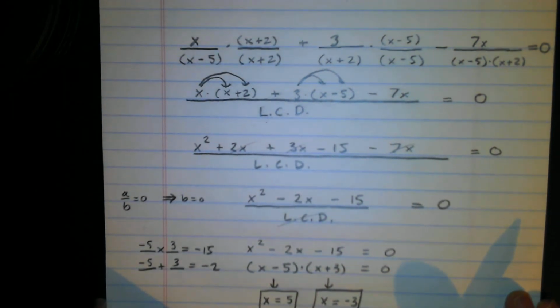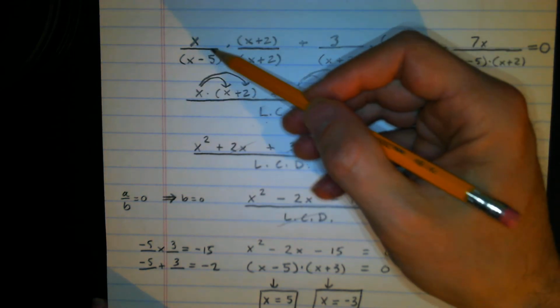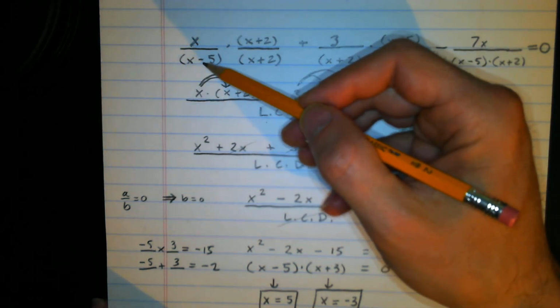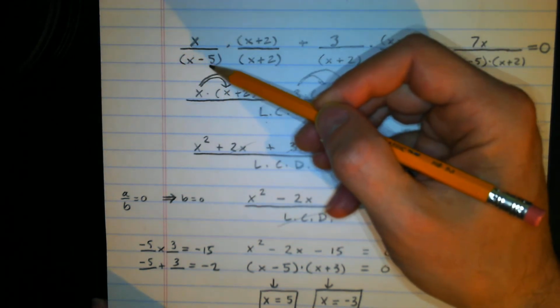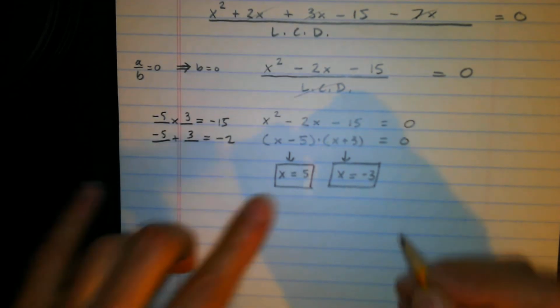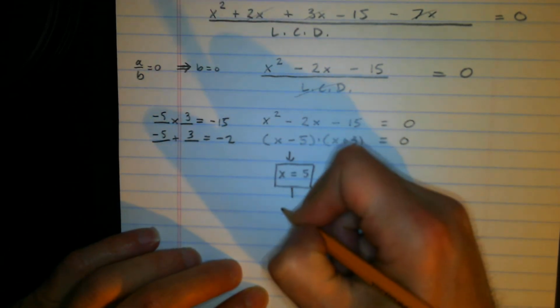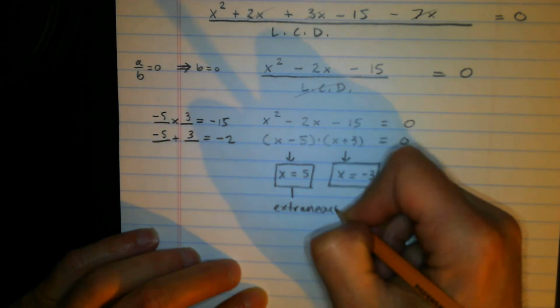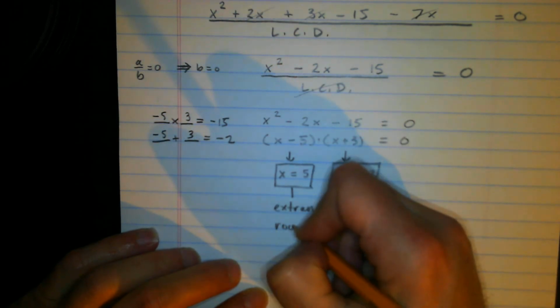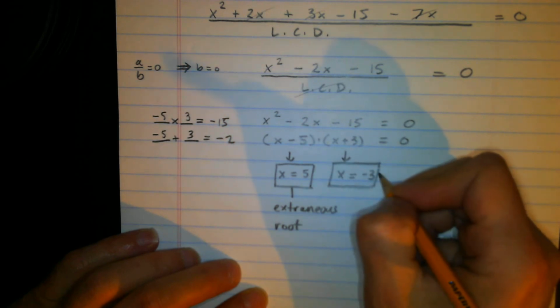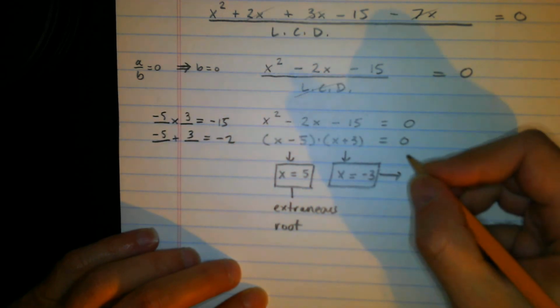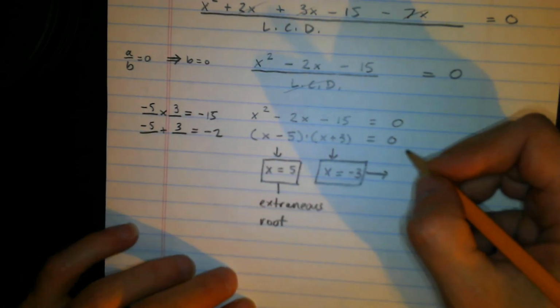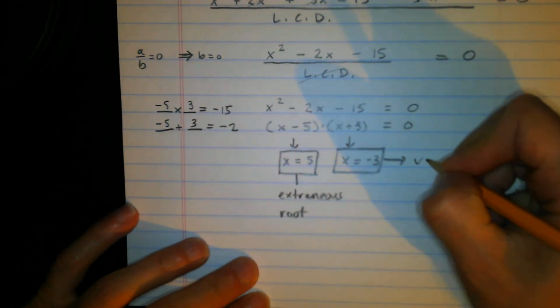If we go back a few steps here, look what happens if I put in x equals 5 here. I get 5 minus 5 is 0. That's division by 0. That's not allowed. So this x equals 5, we would say this is an extraneous root. Whereas this x equals minus 3 is a valid solution. It's not going to give us division by 0 anywhere.